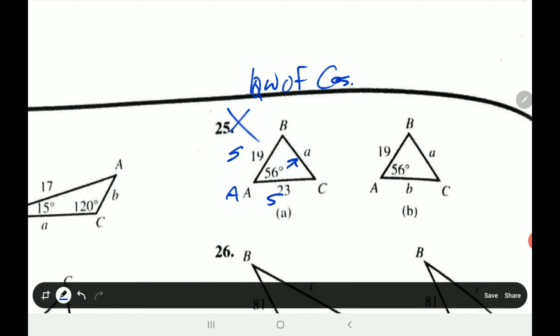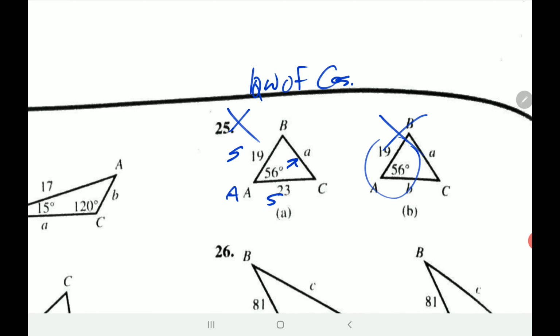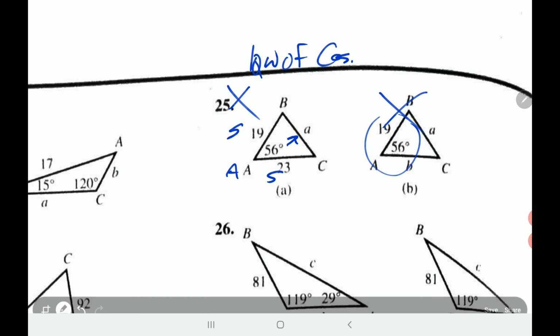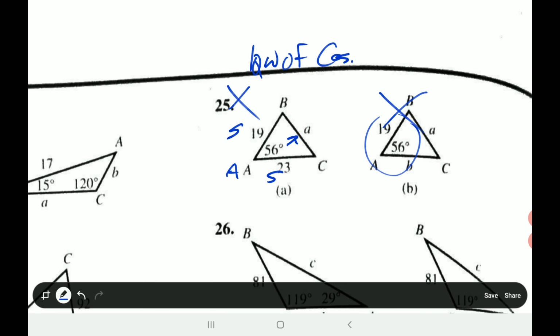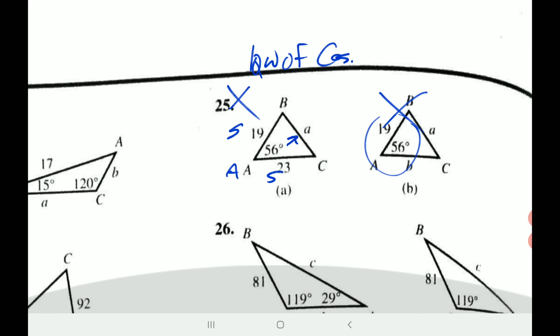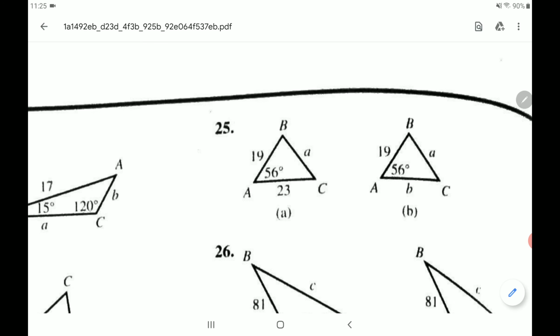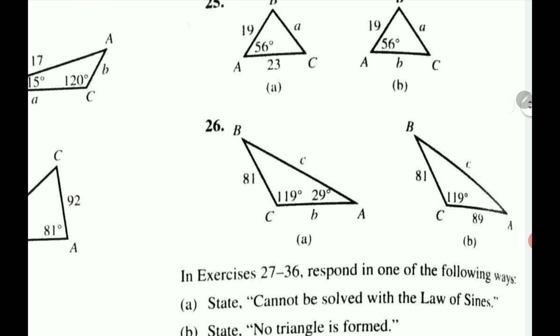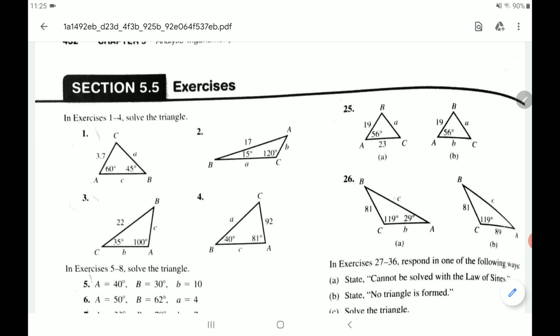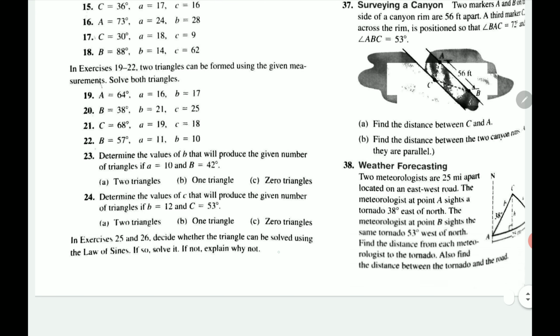Same thing here. This only gives me 2 things. This doesn't even give me enough information. This only gives me one angle and one side. So no. Let me see here. Discard. So this, I'm good. Yeah, if I have 2 angles, easily I can solve for it. See what the question is? Can the triangle be solved using law of sines? If so, solve it, and if not, explain why.